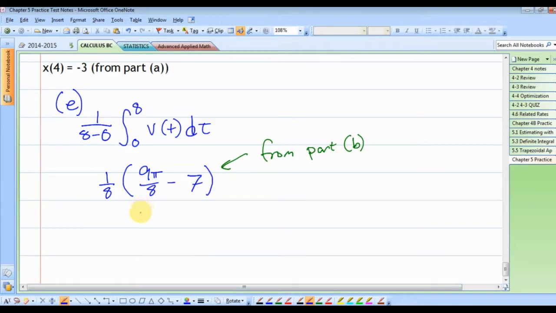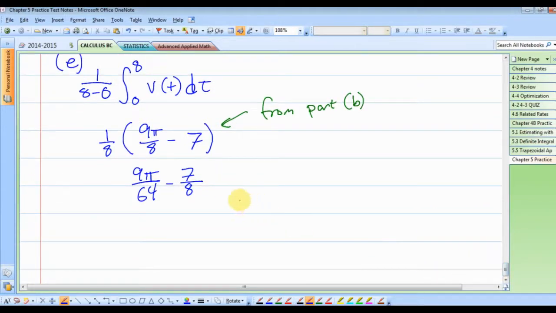What is this? 9 pi over 64 minus 7 over 8. You got the answer written down. Should I LCD that? No, let's just leave it. No, 56.